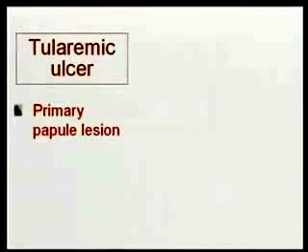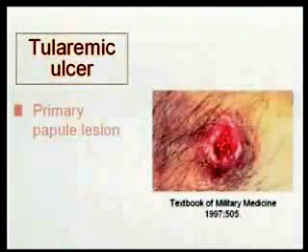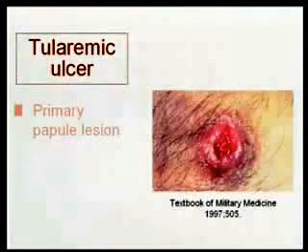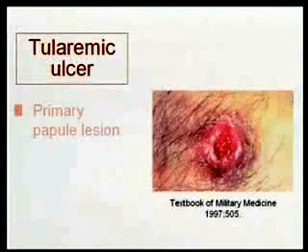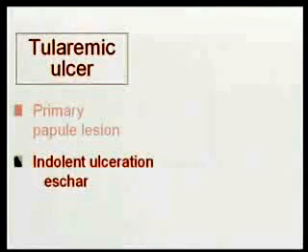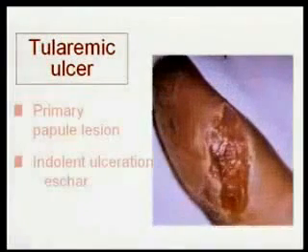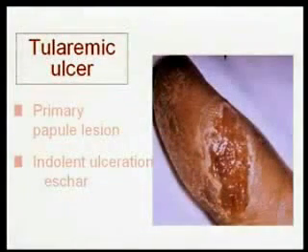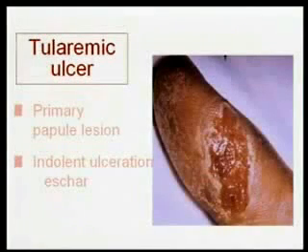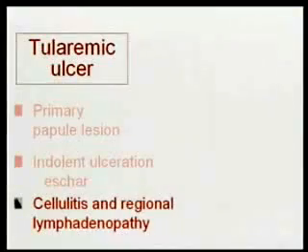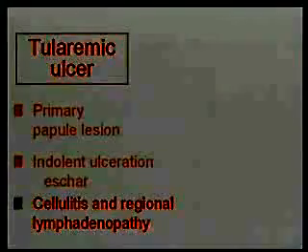Here are its primary lesions. It has papules and redness and not so much swelling. Papular lesion, as you can see here. Okay, that's obviously a skin lesion. Indolent ulceration and eschar. Eschar is discoloring of the skin around it. And here is an example, with a sort of bluish tinge to it. Okay, cellulitis, inflammation of the muscles, and regional lymphadenopathy.